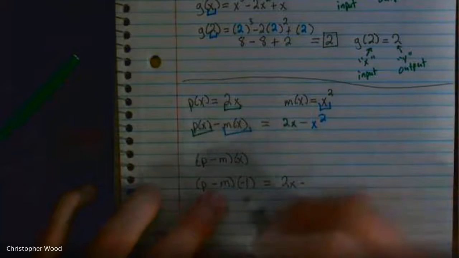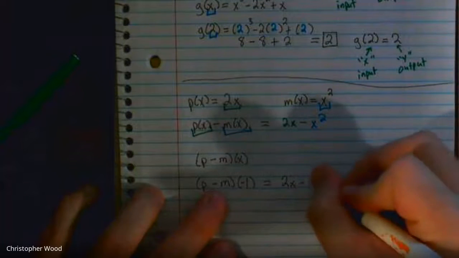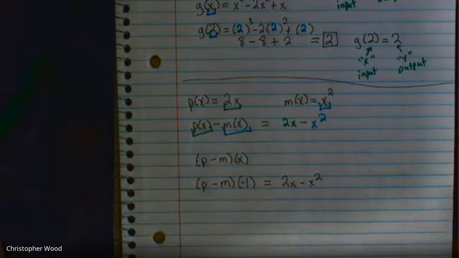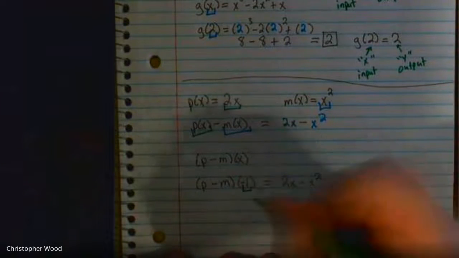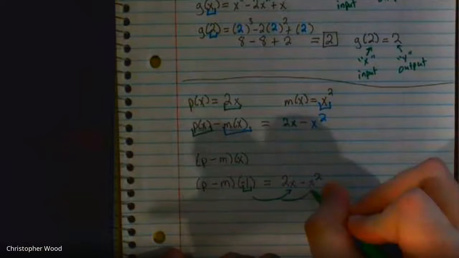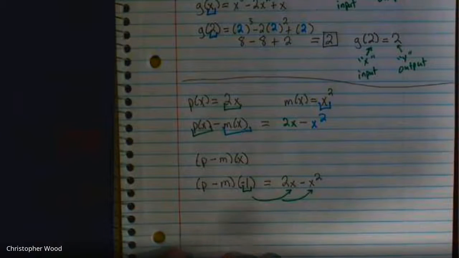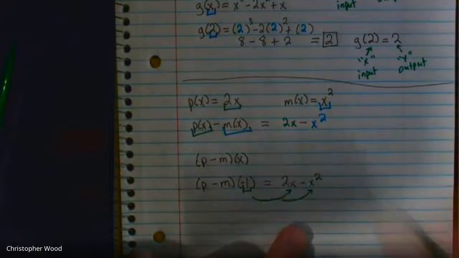I minus the m function, which is x squared. But now instead of x, I'm going to plug in -1 for both my x values. You could do that first, or you can do that second, kind of depending. You can just plug it in and then subtract, or you can write the equation and then plug it in.